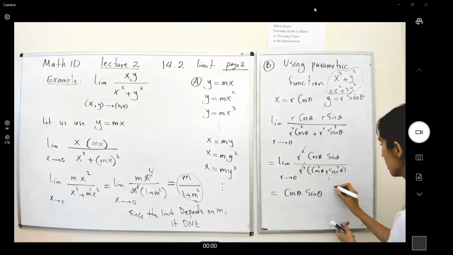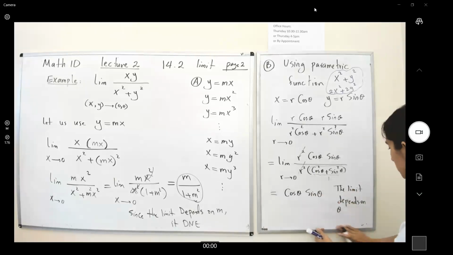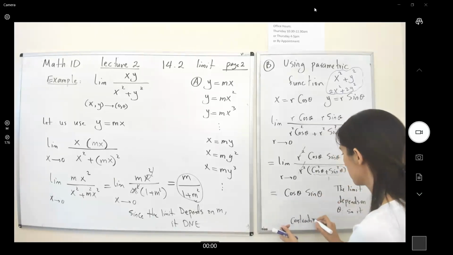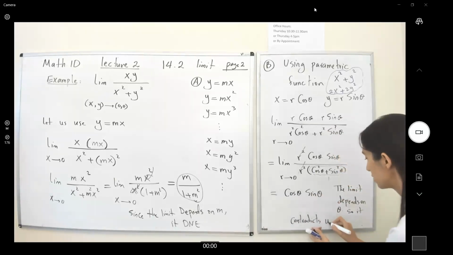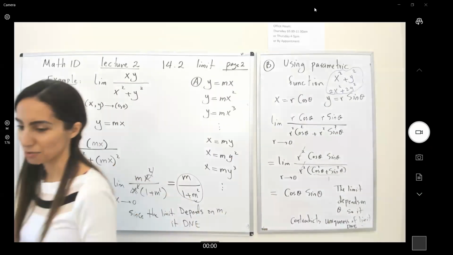So the limit depends on theta. So it contradicts uniqueness of limit, and the limit does not exist. That's the reason.